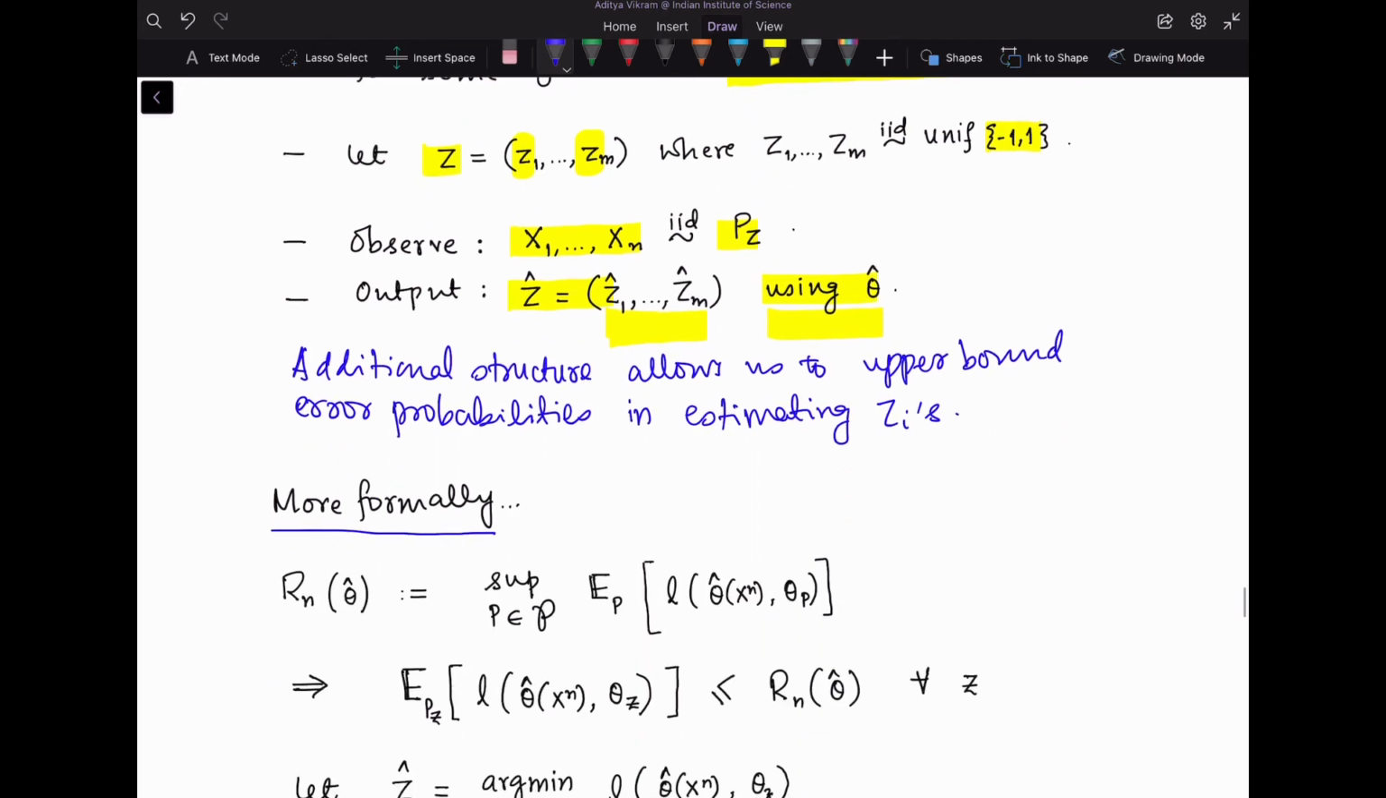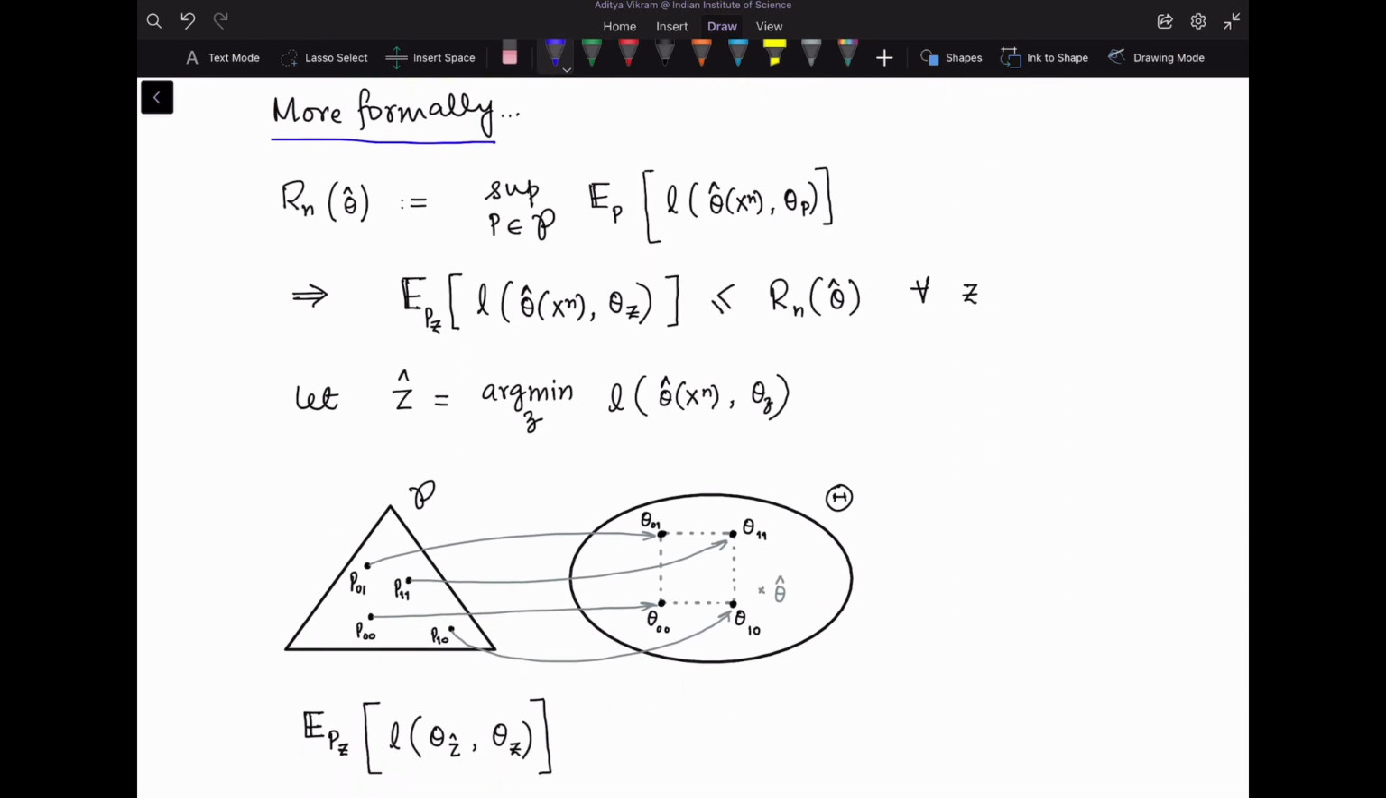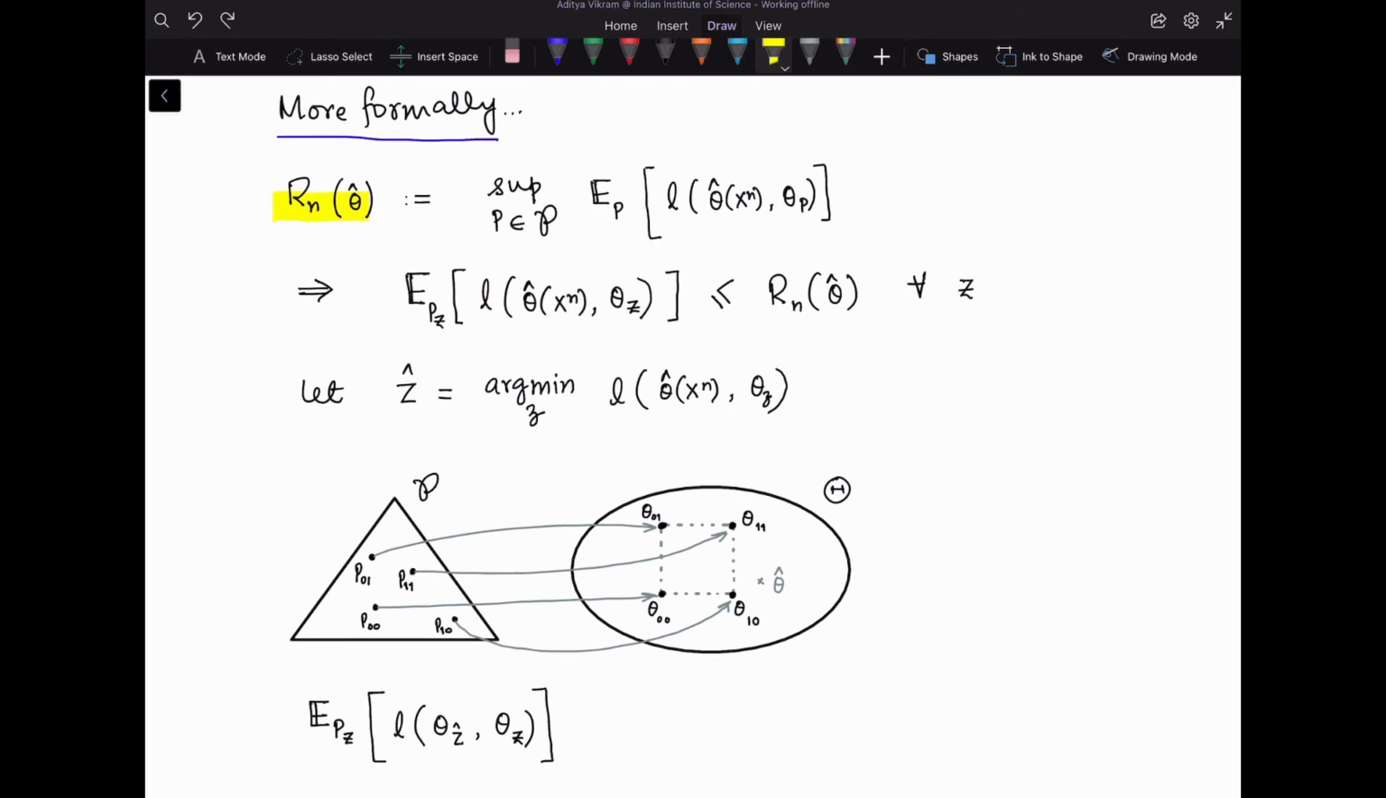So let's do it more formally. R_n(theta hat) is the worst case risk of theta hat, and so for every z, the expected risk of theta hat with respect to P_z is at most R_n(theta hat). Okay, so what is our goal now? We want to relate R_n(theta hat) to the probability of error of some hypothesis testing problem, and as we discussed, we will want to relate it to this testing problem of testing each of the bits of z.